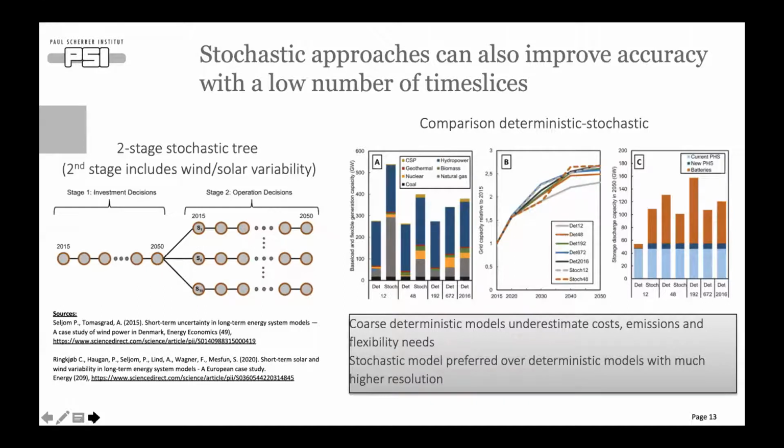And as you can see on the chart on the right-hand side, on chart C, around the middle, the stochastic model with 48 time slices has the same approximation as a deterministic model with 672 time slices. And this is far more computationally efficient.